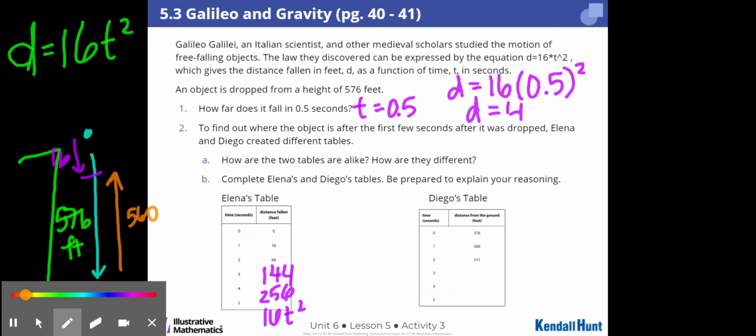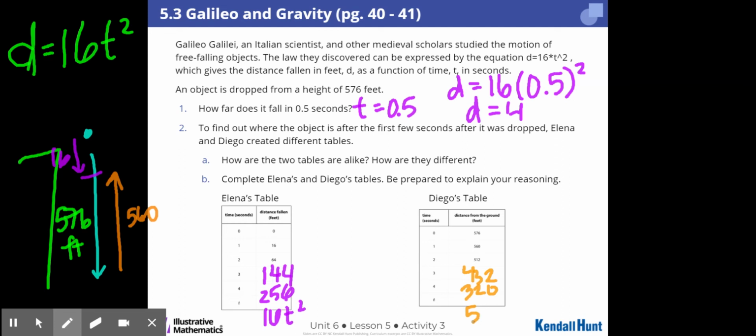576 minus 144, that's how far it's fallen after 3 seconds. This would be 432. 576 minus 256, it's going to be 320 after 4 seconds. So in general, the distance above the ground, well, it started at 576, and then we're subtracting the 16t squared from it. And we're going to see equations written a lot like that.